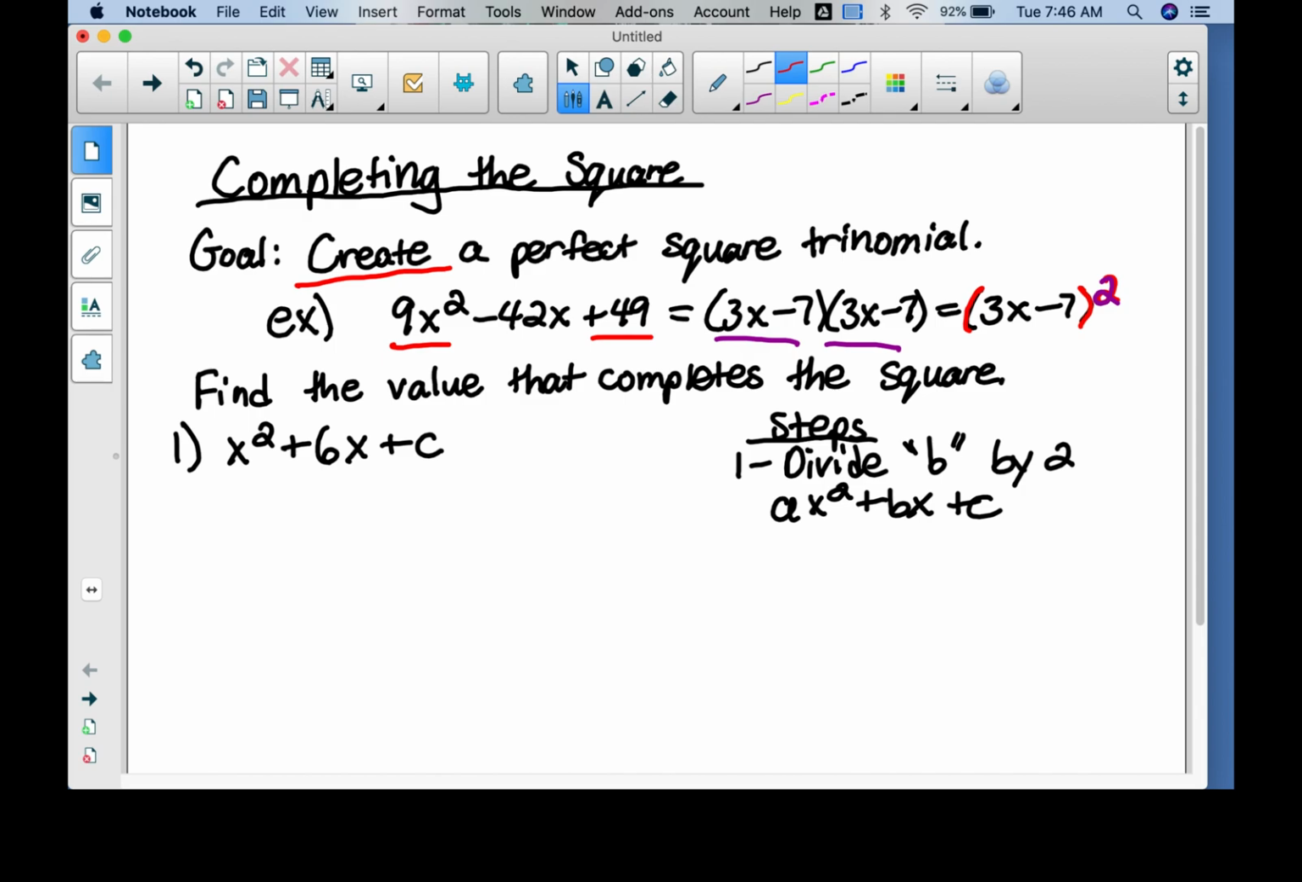So we'll just take a look at two formats of this. Here is my b, or my middle term. I'll divide that by 2. I get an answer of 3. And then we are going to take that answer and square the result. And that's going to be the value that completes the square, because we will end up with a perfect square at the end. So I'm going to square this. That's my step 2. So the value that would take the place of c in this equation is 9.